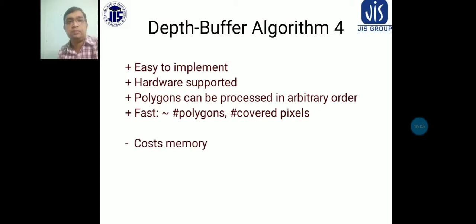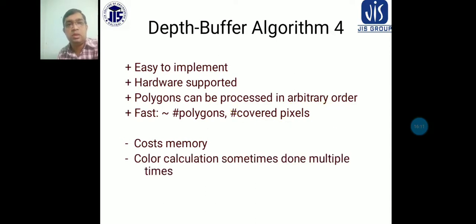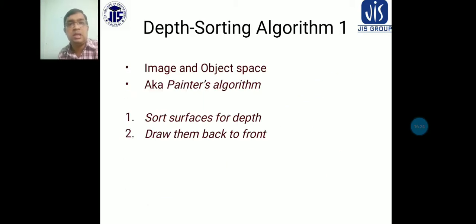And you can see the cost, memory is considered here. Also, the color calculation is sometimes done multiple times, which means the transparency is tricky. And another thing is the depth sorting algorithm, in image and object space.